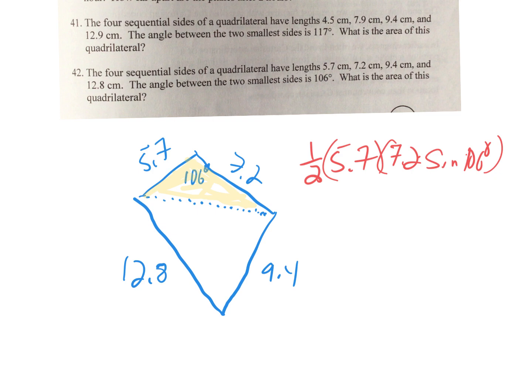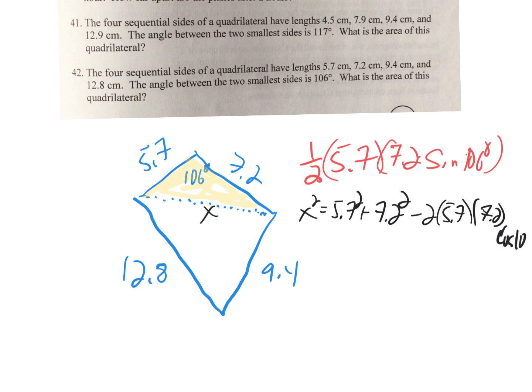yellow triangle. And you can crunch that. Now I'm looking for the other part of this quadrilateral. Well, it would be really nice if I knew that dotted line length, and I see that it's a side angle side pattern, so I can use law of cosines for this. So I'm going to call this x. So x squared equals 5.7 squared plus 7.2 squared minus 2 times 5.7 times 7.2, the cosine of 106.